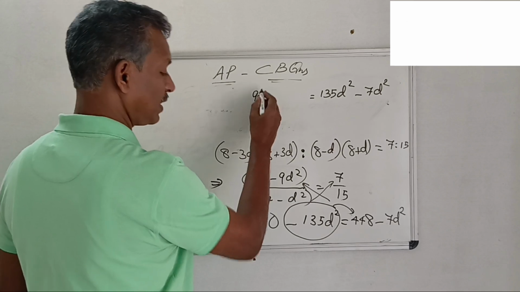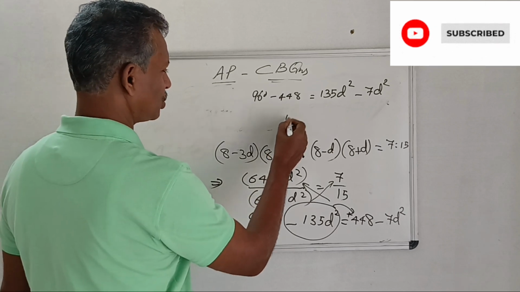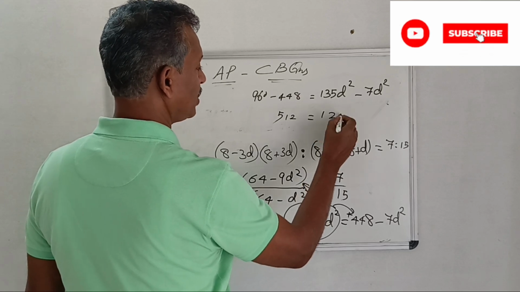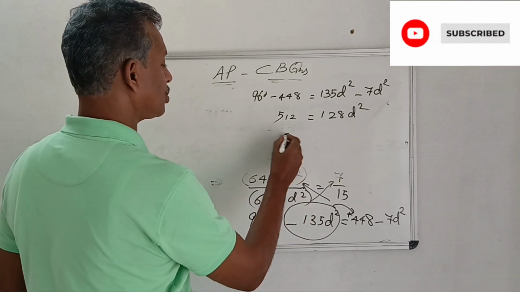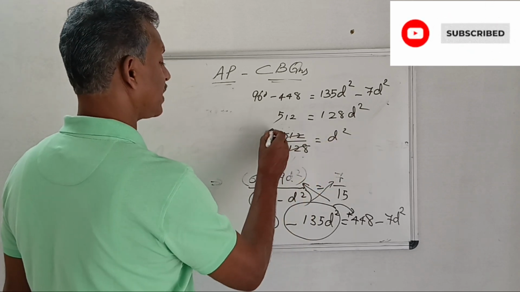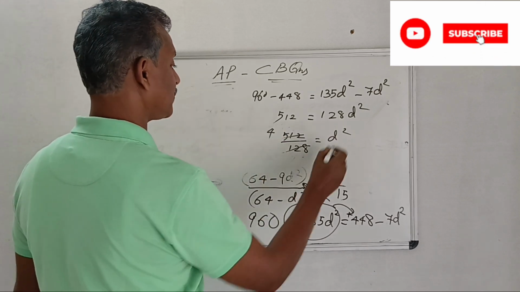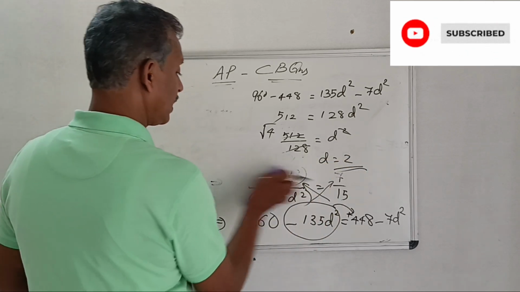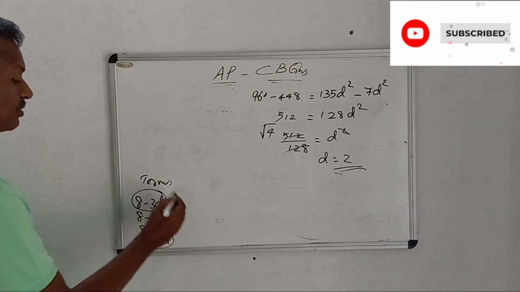And 960 on the left side, shift plus 448 to the left side, minus 448. Subtract it, it is 512. Subtract here, it is 128 D square. Then divide 512 by 128 D square. Cut it, it is 4 times. D square is 4, cut the square and put the root. D is plus or minus 2, you take only positive 2 and then you get the D's value as 2. Once you got the D, you can write the terms.